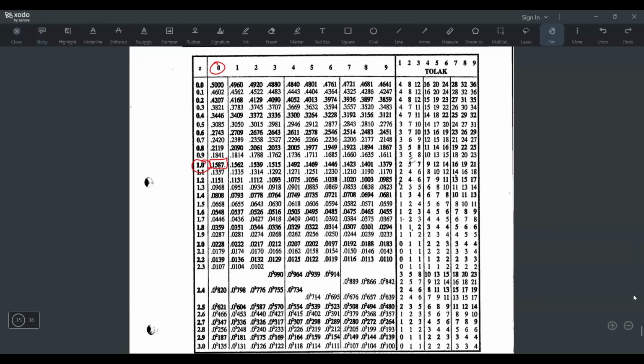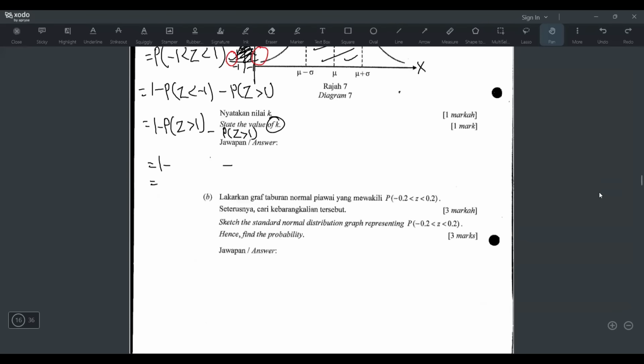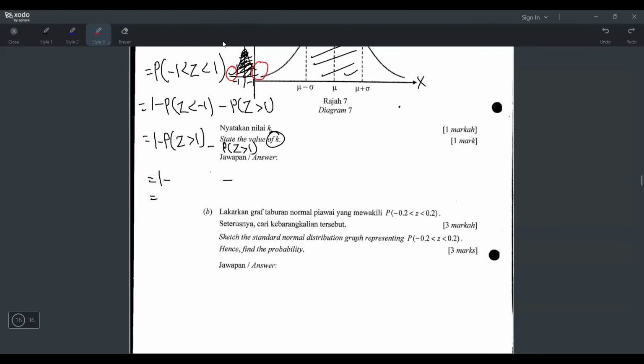Okay, so let's go back there and write down this. And what is this? This is the probability. Okay, I know the question is in percentage, right? But later we can convert it. So 0.1587. This one also 0.1587. So now we press all this on the calculator, then we will get the answer.